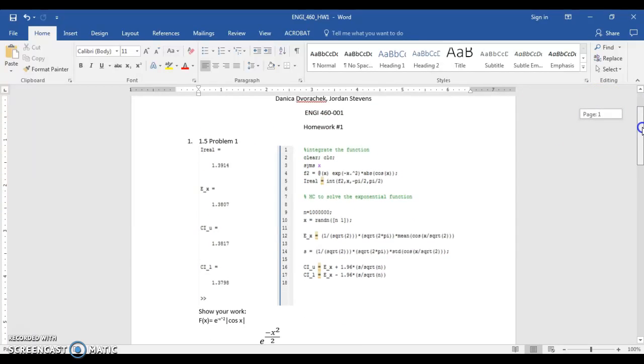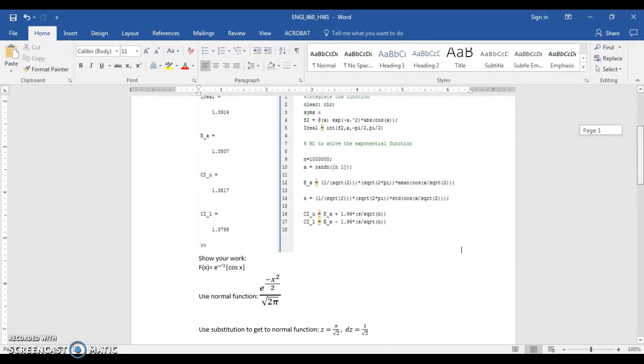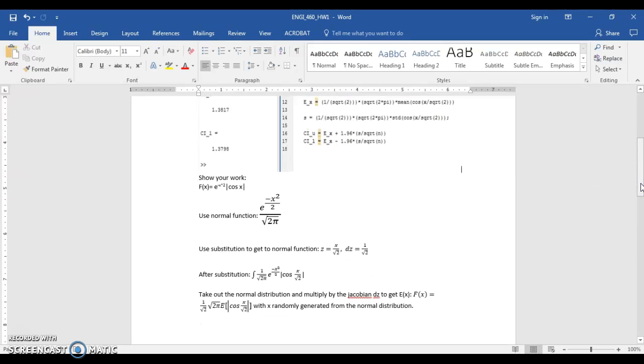I'm going to start off with our first problem, problem 1.5.1. This is to do the integral of exponential to the negative x squared times the absolute value of cosine of x. Now, after first looking at this equation, we can see that it very closely resembles, at least the exponential part of it, the normal function.